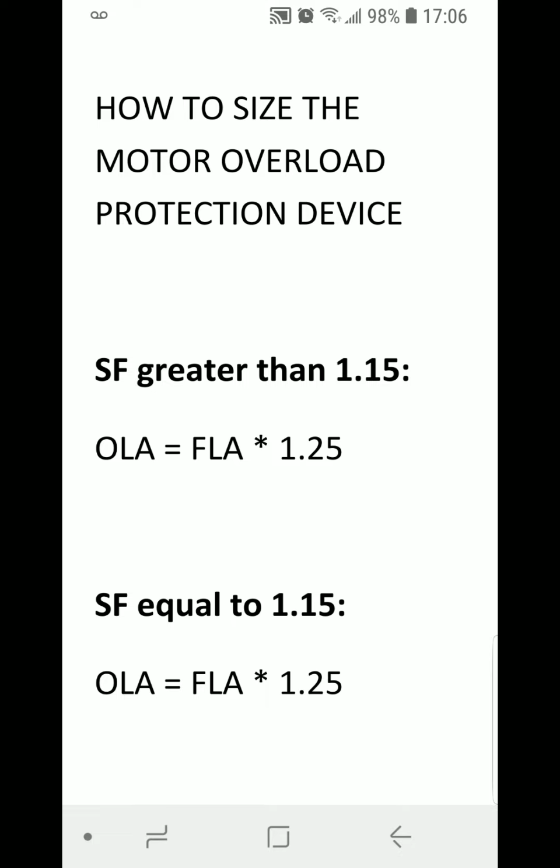How to size the motor overload protection device. For service factors (SF) greater than 1.15, the overload amperage (OLA) is equal to full load amperage (FLA) times 1.25. For service factors equal to 1.15, overload amperage is equal to full load amperage times 1.25. So, same formula for greater than and equal to.